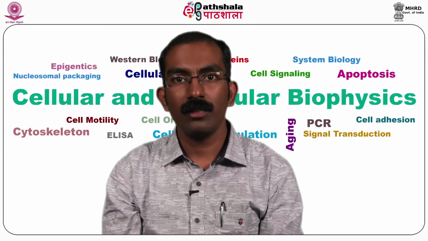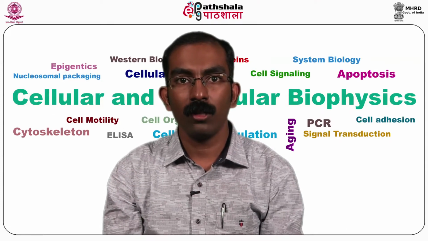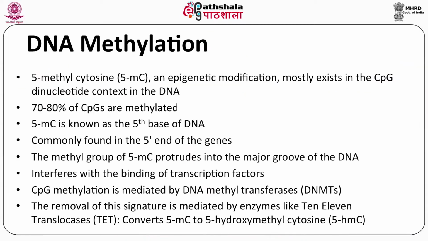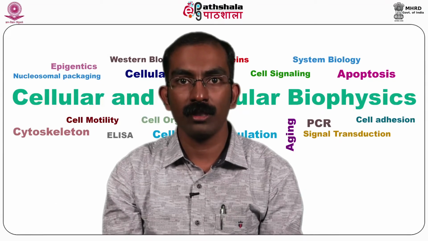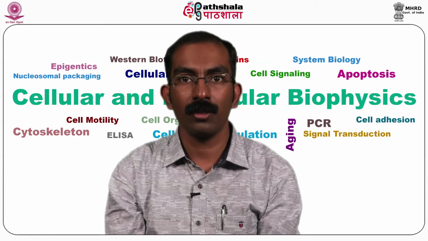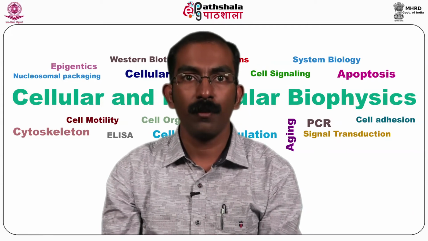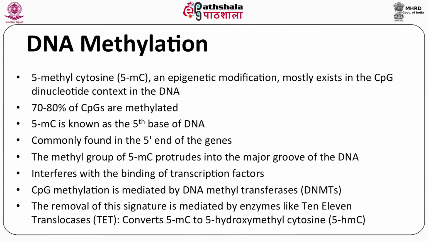CpG methylation is mediated by a group of enzymes known as DNA methyltransferases, and the removal of this signature, demethylation, is mediated by enzymes like ten-eleven translocases. Now, ten-eleven translocases convert 5-methylcytosine to 5-hydroxymethylcytosine, which is further removed by DNA repair mechanisms. 5-hydroxymethylcytosine is also known as the sixth base of DNA.